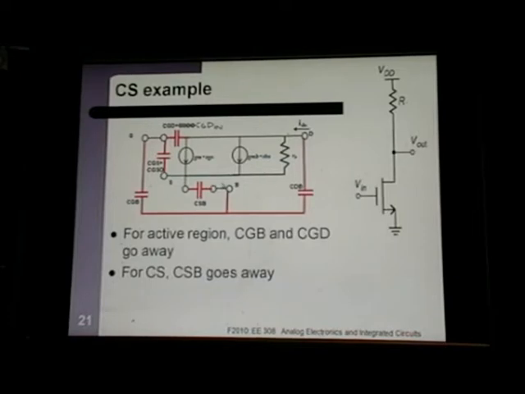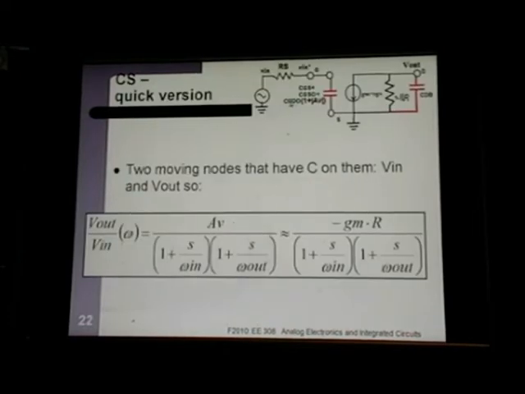Okay, so it makes it a little bit simpler. So let's look at that. CGS, CGD, CGD. This is if you use the Miller effect, the rules for Miller effect. This is what your common source amplifier ends up looking like. You know that there's two nodes that move. There's V in and there's V out. So that means there's going to be two poles.